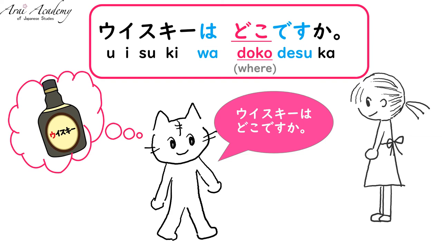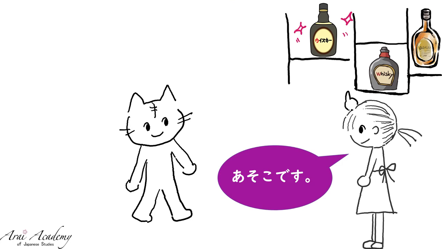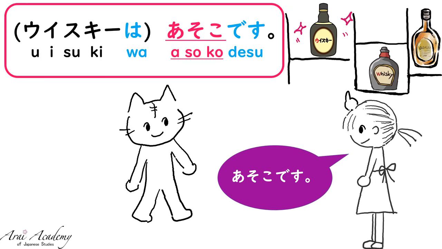ウィスキーはどこですか? あそこです. Asoko means over there.